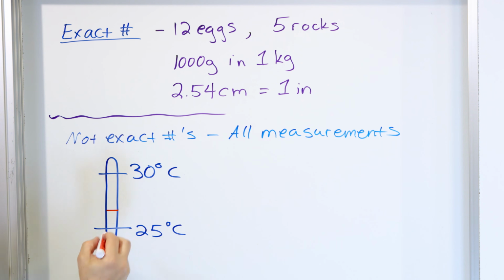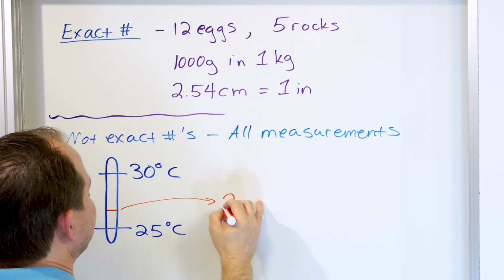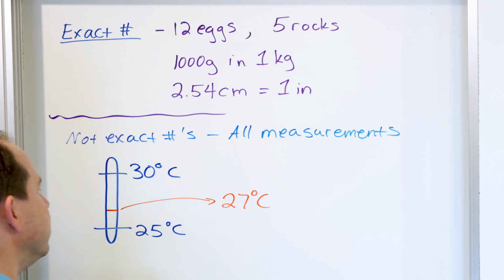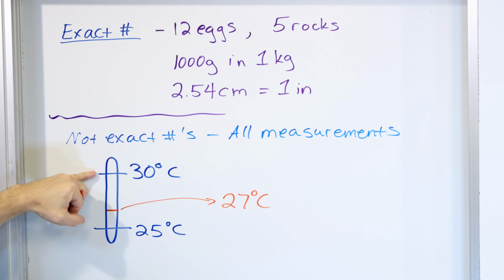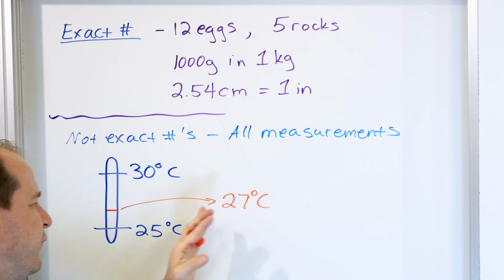What temperature is this? Well, I think it's about 27 degrees Celsius. But is it 28? Well, it's probably not 28. I can probably guess pretty close that this is 27. So 26, 27, 28, 29, and 30. So I'm pretty confident it's 27.